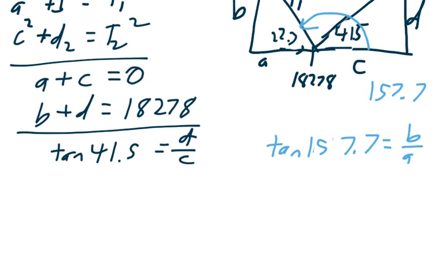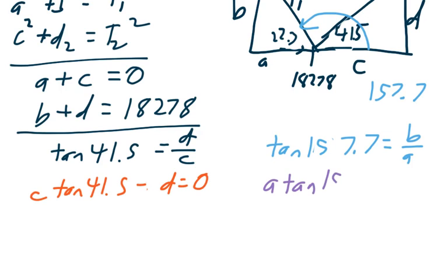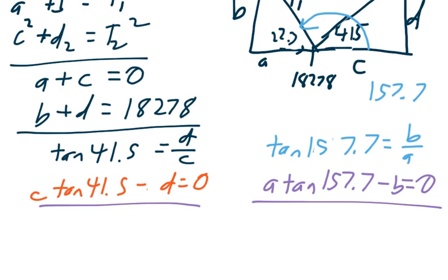Now when I do this, I know that c times the tangent of 41.5 equals d, or I can subtract d to the other side and set that equal to 0. Over here I'm going to do the same thing, so I got a tan 157.7 minus b equals 0. And I have these four equations that I can now use to find these four unknowns, and then we'll get the tension in a minute.